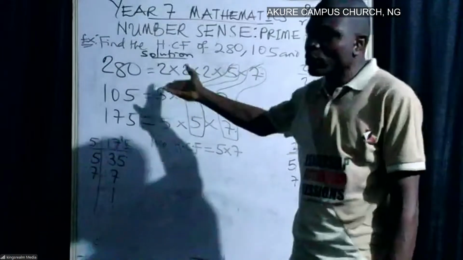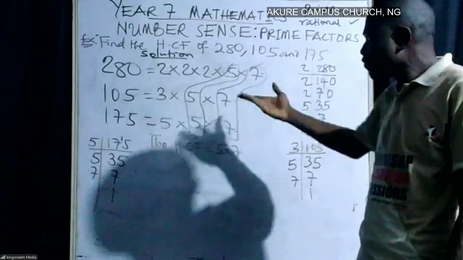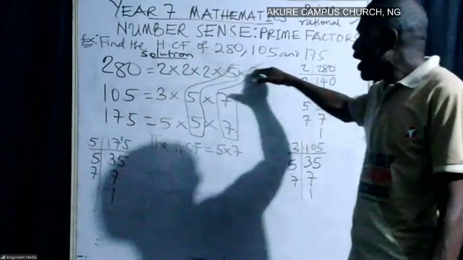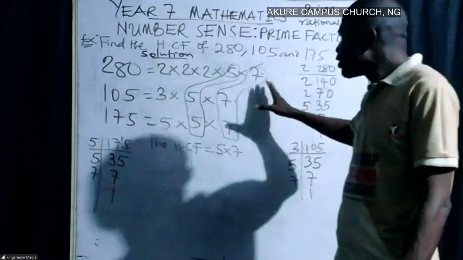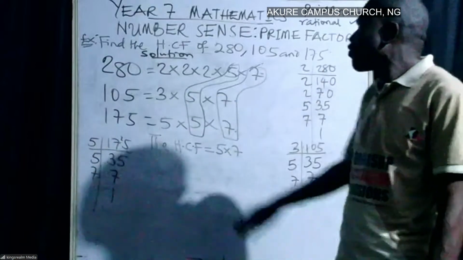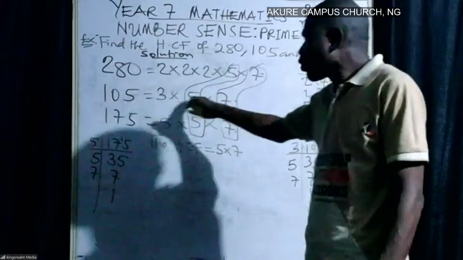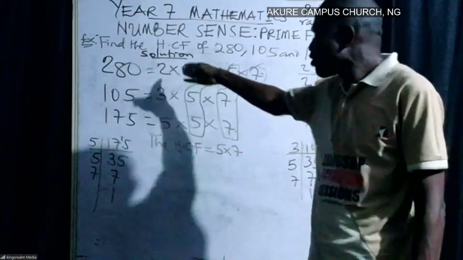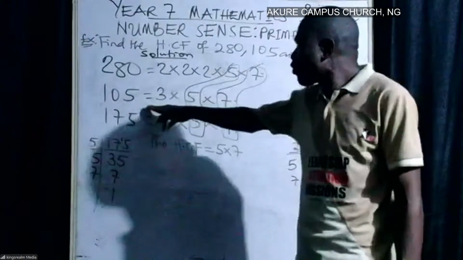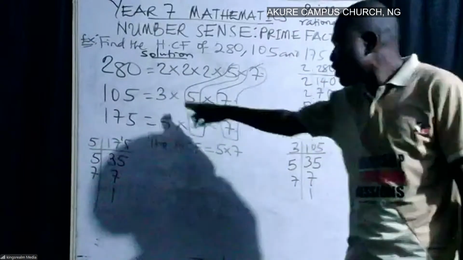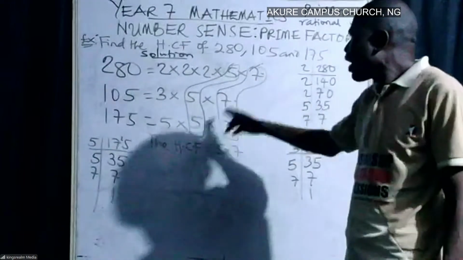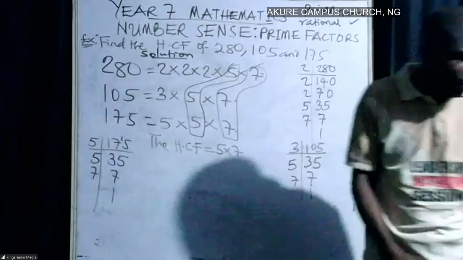We use prime factors. The prime factors are 2, 3, 5, 7. But to get the HCF, after finding the prime factors of each of the numbers, you now look for the one that is common throughout all the numbers. So, for instance, we have 2 here, but 2 cannot go into 105, 2 cannot go into 175. So 2 is not common. We have 3 here, 3 can go into 105, but 3 cannot go into 280. 3 also cannot go into 175, so it's not common. So it's only 5 and 7 that can go.